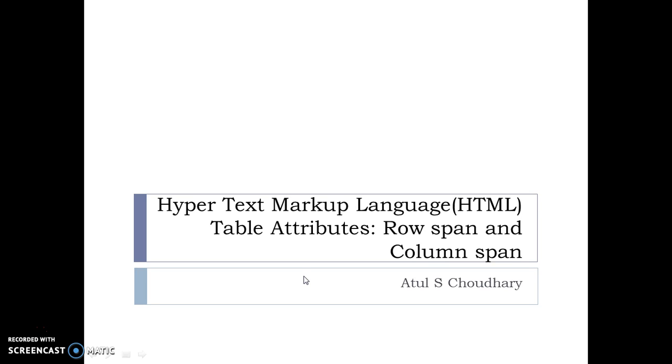We are just continuing with our discussion on the table attributes where we stopped in the previous session. In this session, we shall be discussing two very important attributes of a table. Those are row span and column span.